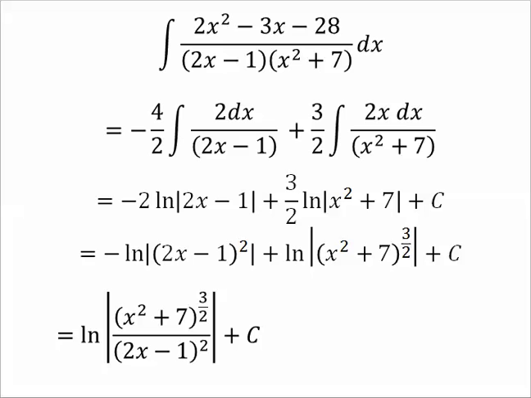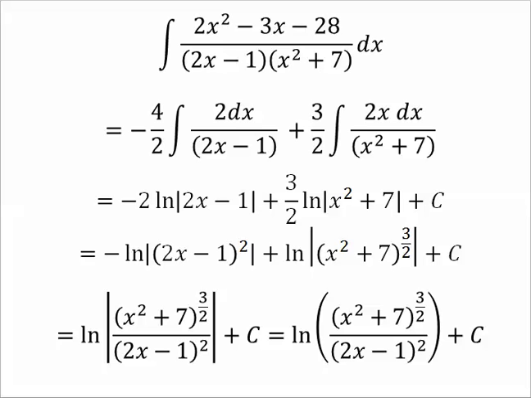Now, the last thing to look at is the absolute value. 2x minus 1, quantity squared, that is always positive. X squared is always positive. Adding 7 is always positive. So I have two factors that are positive, and so their quotient is positive as well, and the absolute value sign is not required.